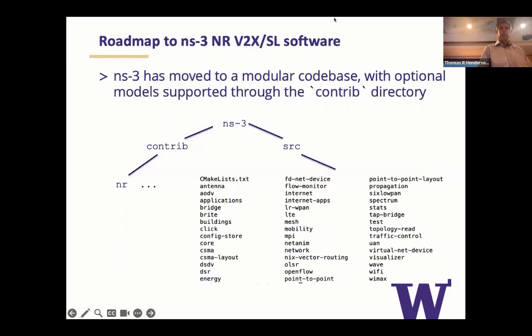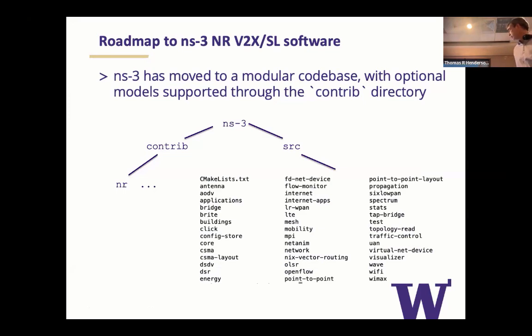Oh, there we go. So just to introduce a little bit about how this code is structured. NS3 has moved to a modular code base, and we're no longer merging all of our models into the source directory in the main repository, but instead we're enhancing it with third-party or additional models that we install into what's called a contrib directory. And I think NR is probably the most prominent example of this.